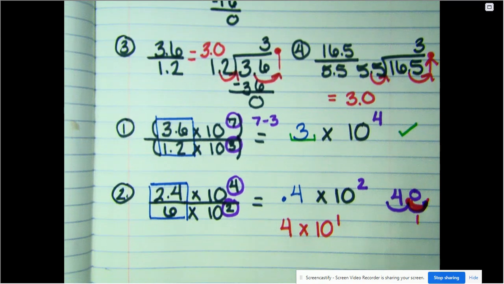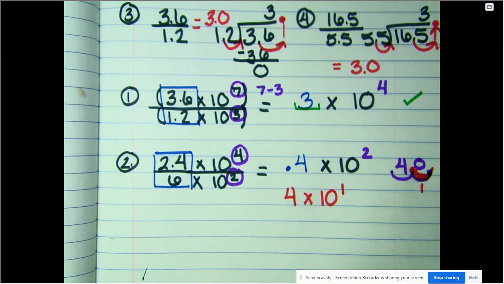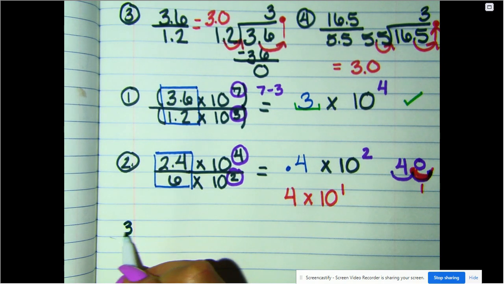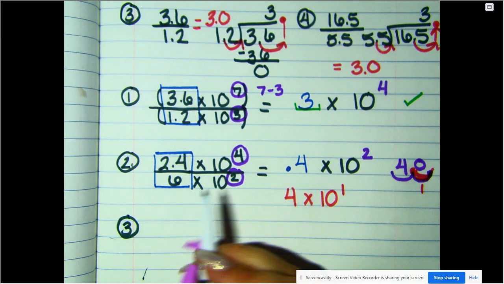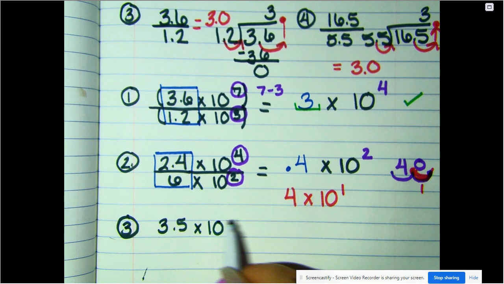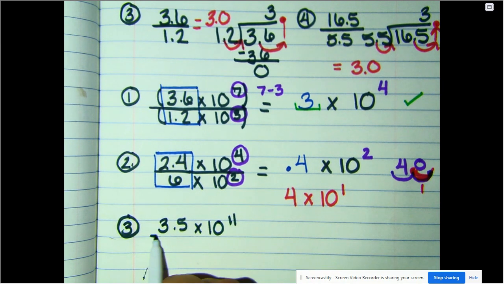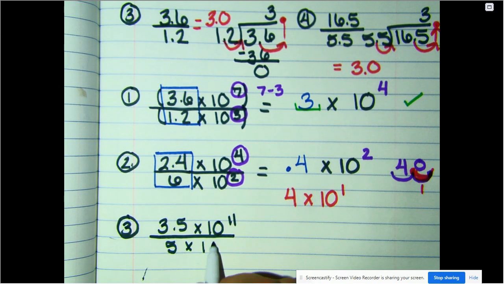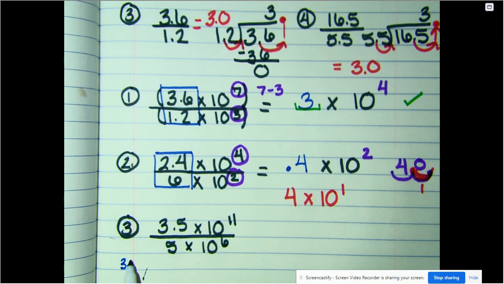Okay, let's look at another one where we need to change it up just a little bit as we get our final answer. And we will need to correct that and place it in correct scientific notation. So I have 3.5 times 10 to the 11th power divided by 5 times 10 to the 6th power. Okay, so if I do 3.5 divided by 5, I would get 0.7 as my answer.